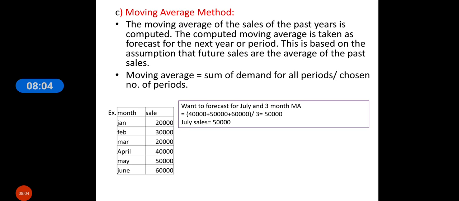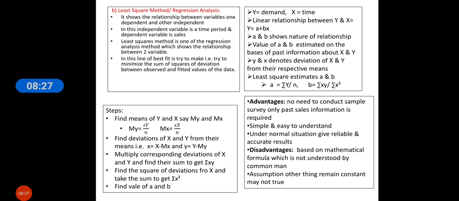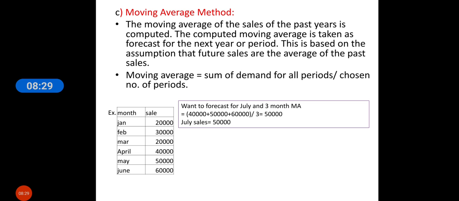Next is the moving average method. In the moving average method, the moving average of the sales of the past years is computed, and the computed moving average is taken as a forecast for the next year or the next period. You can calculate the moving average with the help of this formula: sum of demand of all the periods divided by the chosen number of periods. See this example: January, February, March, April, May, June month sales are there.